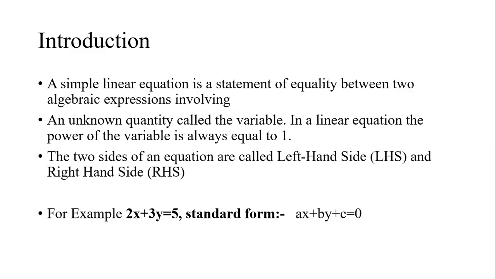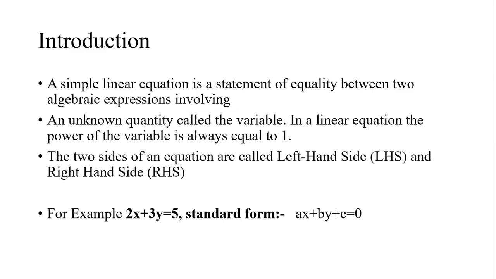The introduction states that the entire definition is bifurcated into different segments. I'll quickly go through the definition first, and then we'll move to OneNote and try to explore based on situations. A simple linear equation is a statement of equality between two algebraic expressions. It involves an unknown quantity, which is a variable, and the power of the variable should always be 1. And we have two sides, LHS and RHS.